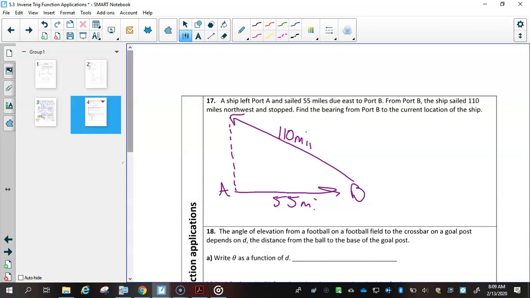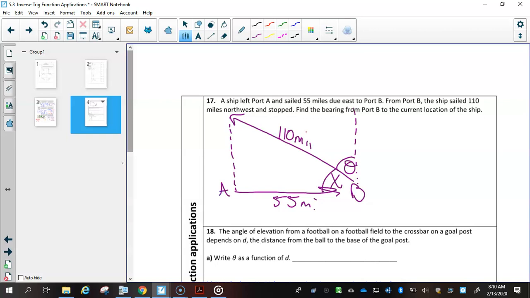Now it's asking for the bearing from port B to the current location. So bearing is an angle with direction. The direction is going to be northwest, but to find the angle, we need to do two things. Because really we're looking for this angle to help us with our bearing, but we need to find this one first to find our bearing angle.